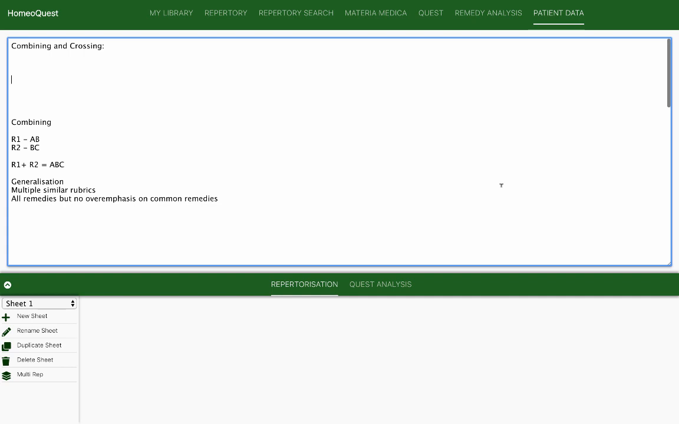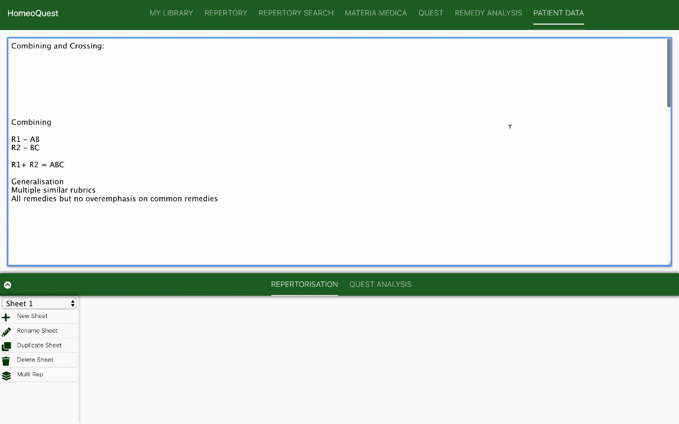Welcome to the Homeopathy tutorial, and today we're going to look at some of the advanced repertorization techniques. We'll start with combining and crossing. Combining and crossing are really critical features when it comes to repertorization and getting the best potential of your data. Let me briefly explain what it is.